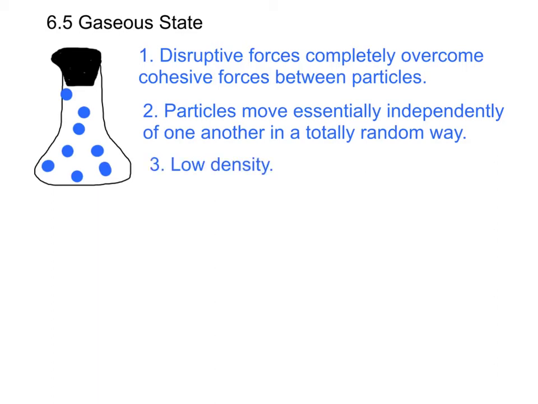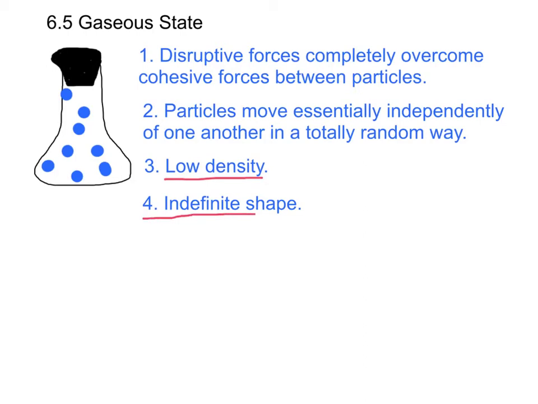They also have very low density. That's because the particles are spread out far apart. They also have an indefinite shape. That means they will take the shape of whatever container they're put in. They also have a large compressibility. That's because the particles are far apart so that I can compress them closer together.